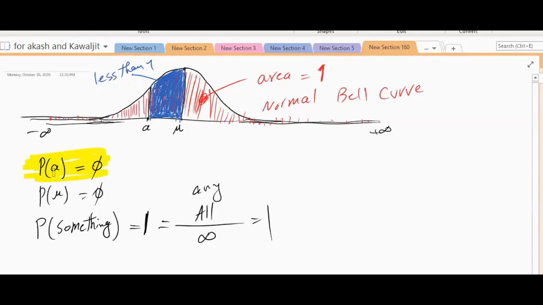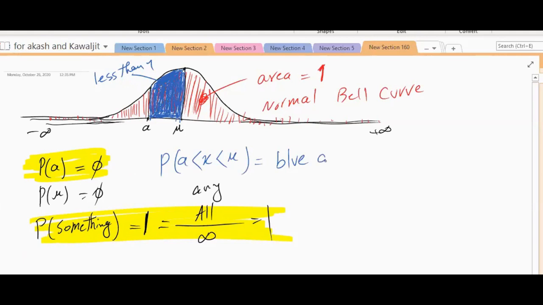There is a person that says, I am happy if anything happens. What is the chance of his happiness? One. Very good. So the whole area, the red area, will make him happy. And then I have a person who says, I will be happy if something happens that is less than mu and it is more than A. Then his chance is the blue area. Some of those infinite zeros that are between A and mu. Good?